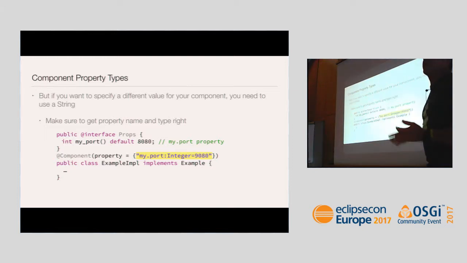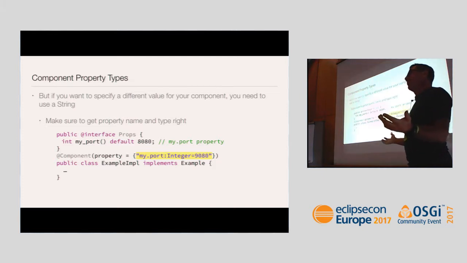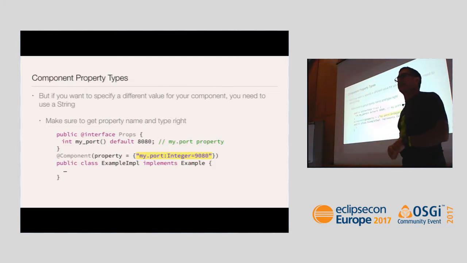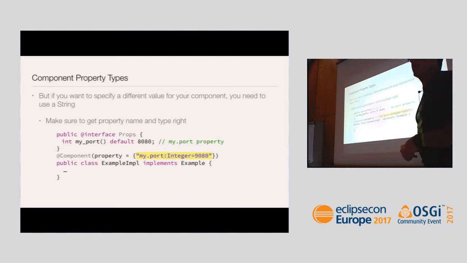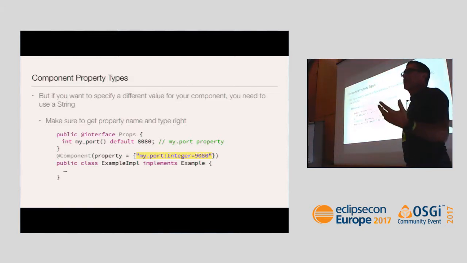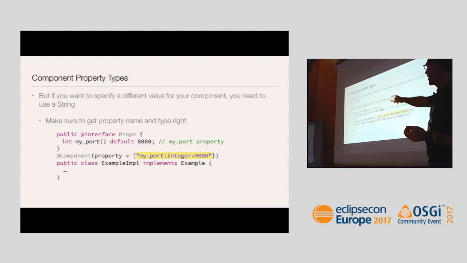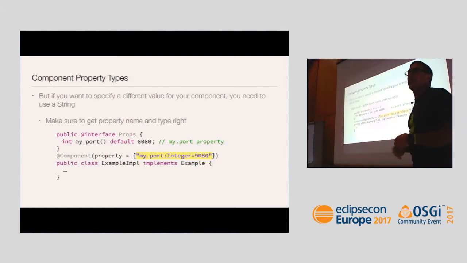And then I'm back to programming with strings. And of course, we lose all of the awesomeness of type-safe programming with annotations because we're now messing around with strings, right? I could forget to put :integer on it, so it's not an integer anymore. Or I could otherwise mess it up. Maybe I'd forget that my_port really maps to the property name my.port. So there's plenty of opportunities for me to make an error, and who wants that?